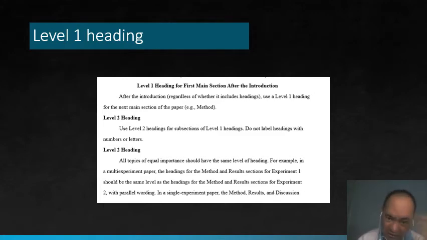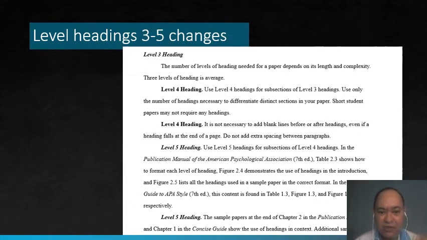Now let's talk about level headings. In most classes, the level 1 heading is always centered. The level 2 heading is a side heading. Take note, level 2 is a side heading. Level 3 to 5 are side headings. Take note that level 4 is part of level 3. Take note of how these are arranged.